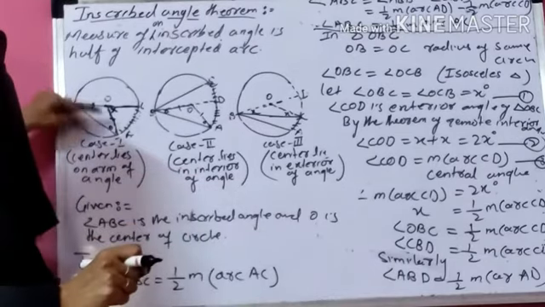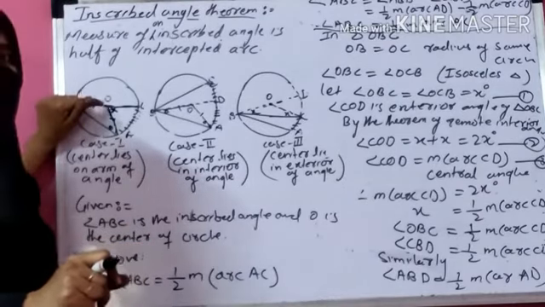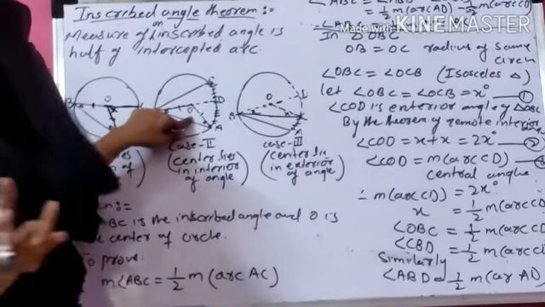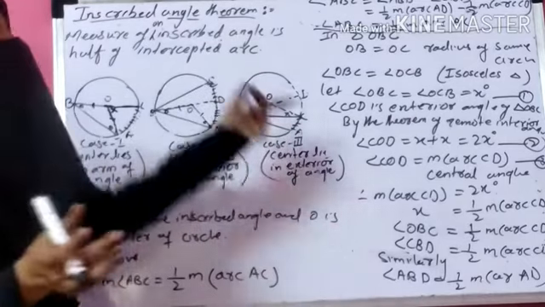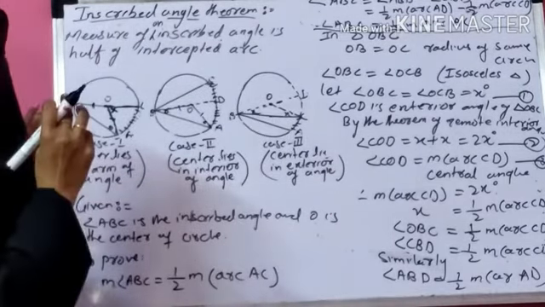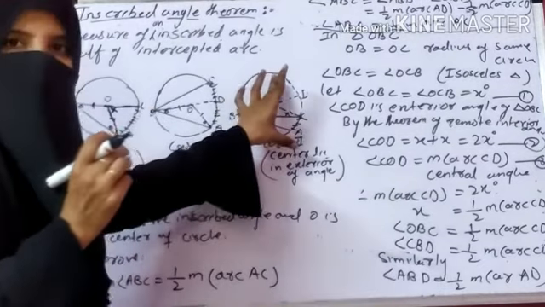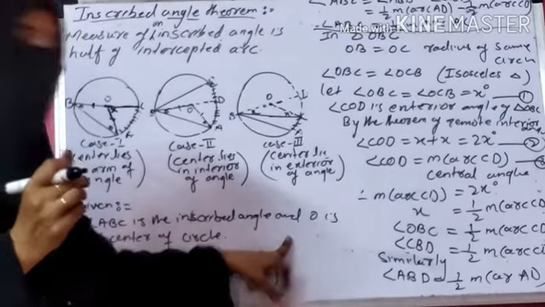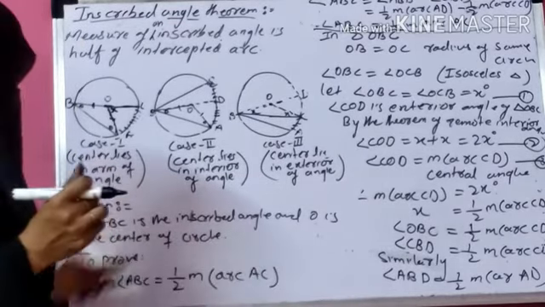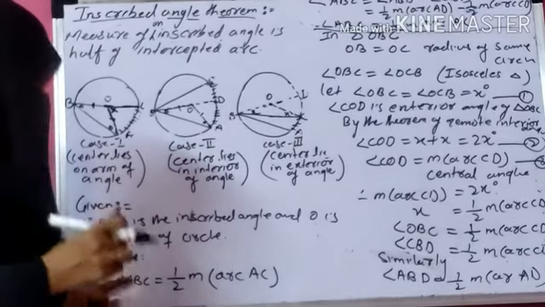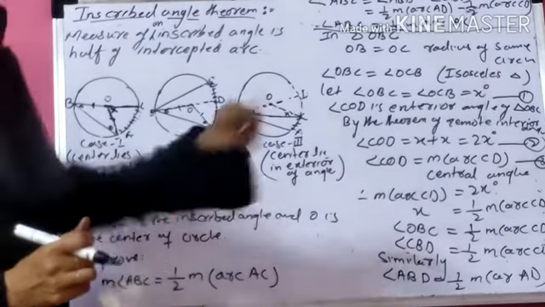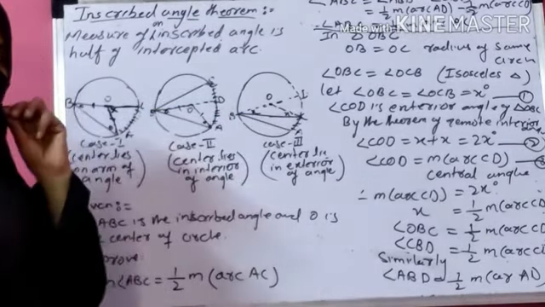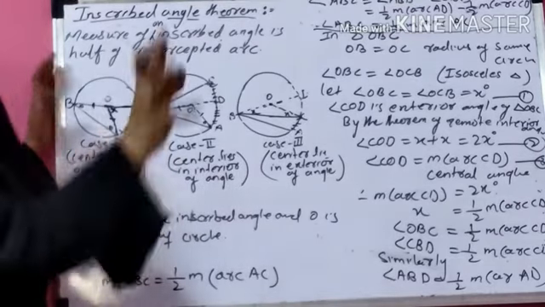I have drawn the figures here. The first one, the center of the circle lies on an arm of the angle. Second, the center lies in the interior of the inscribed angle. And the third, the center lies in the exterior of the angle. So this is your case 1, case 2, case 3. Now given is angle ABC, an inscribed angle, and O is the center of the circle. You have to prove that angle ABC is half of the measure of the intercepted arc, here AC. So prove this theorem in all the cases.